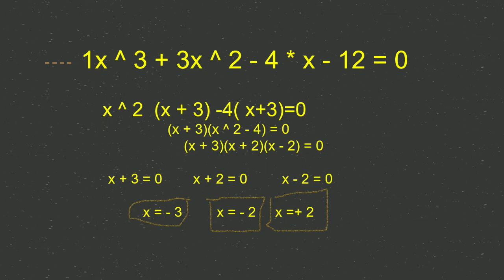x squared minus 4 equals 0. We're not done yet. We can factor the x squared minus 4. We have x plus 3, x plus 2 and x minus 2 equals 0. We can set each factor equal to 0. We have x plus 3 equals 0, x plus 2 equals 0, x minus 2 equals 0. This is the final answer. We have x equals negative 3, x equals negative 2, x equals positive 2.